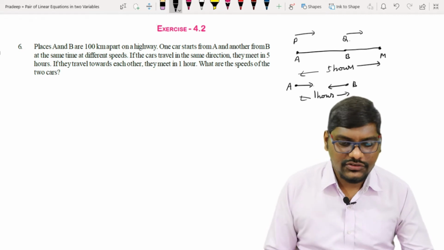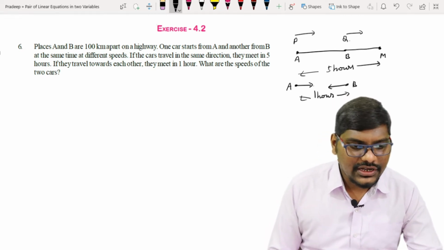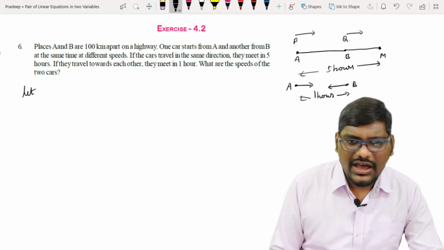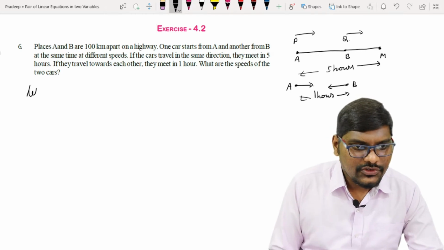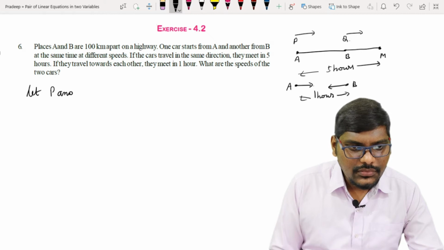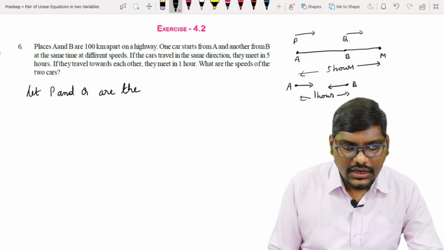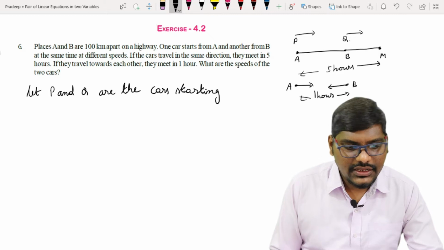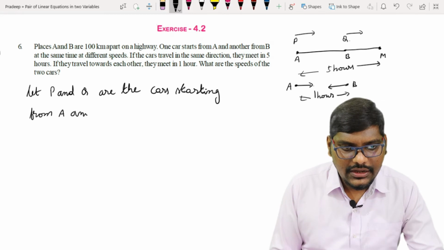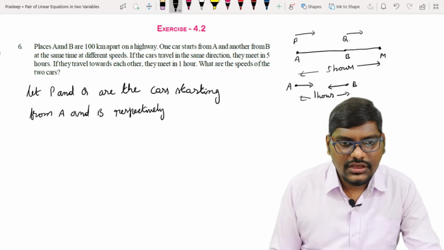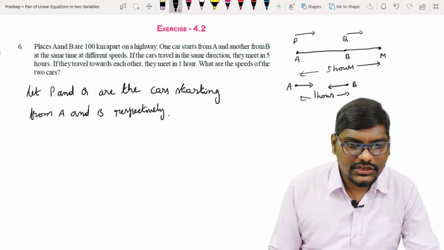So let's try to find this out. For that we can write the given part first. As we took P and Q, we'll write that also. Let P and Q be the cars starting from A and B respectively.